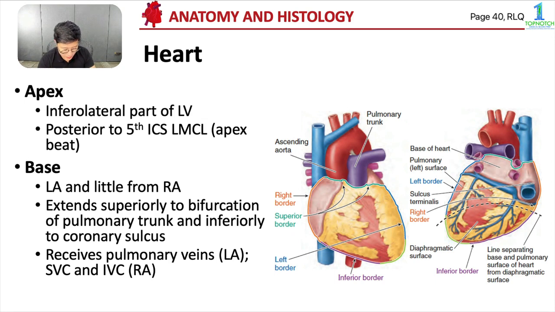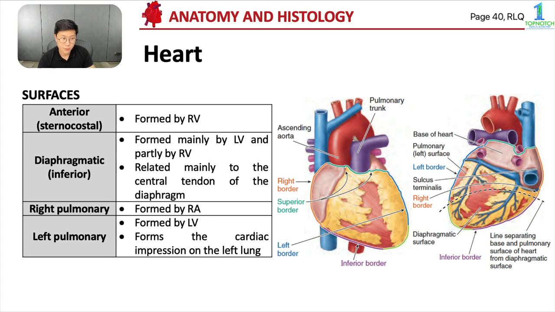So the apex is formed by the inferolateral part of the left ventricle. So this one. And it is found posterior to the fifth intercostal space, left midclavicular line, where you can hear the apex beat. So the base is mainly formed by the left atrium and a little bit from the right atrium. The heart has four surfaces.